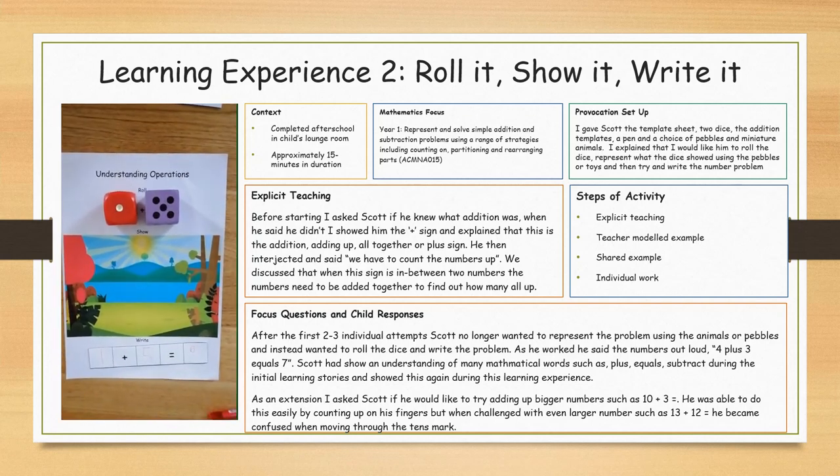out how many. First, I demonstrated how to use the game through a modelled example. Then we practiced together. By then, Scott was ready to do it himself. After the first 2 to 3 individual attempts, Scott no longer wanted to represent the problem using animals or pebbles, and instead wanted to roll the dice and go straight into writing the number sentence.